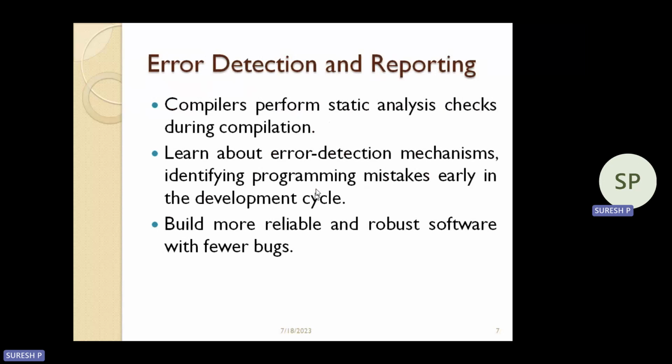So when you are doing all this error detection mechanism, you identify the program mistakes. This will be done in the early stage of the development lifecycle itself. If you are finding the programming mistakes early in the development lifecycle, it will become easy for you to develop the software. The software which you build will be more reliable and will have fewer bugs. If more bugs are there, then it will not be efficient software.